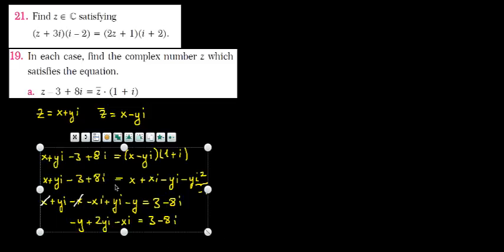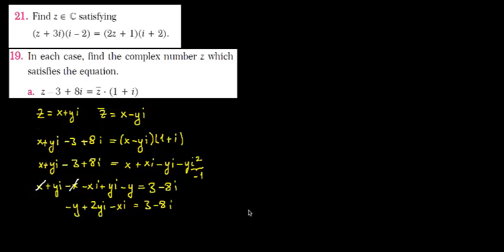If we continue this operation here, we need to get i in parentheses: minus y plus i times 2y minus x. When you take the i out of the expression, it should be 2y minus x, and it's going to be equal to 3 minus 8i. So real part should be equal to real part, and imaginary part should be equal to imaginary part.